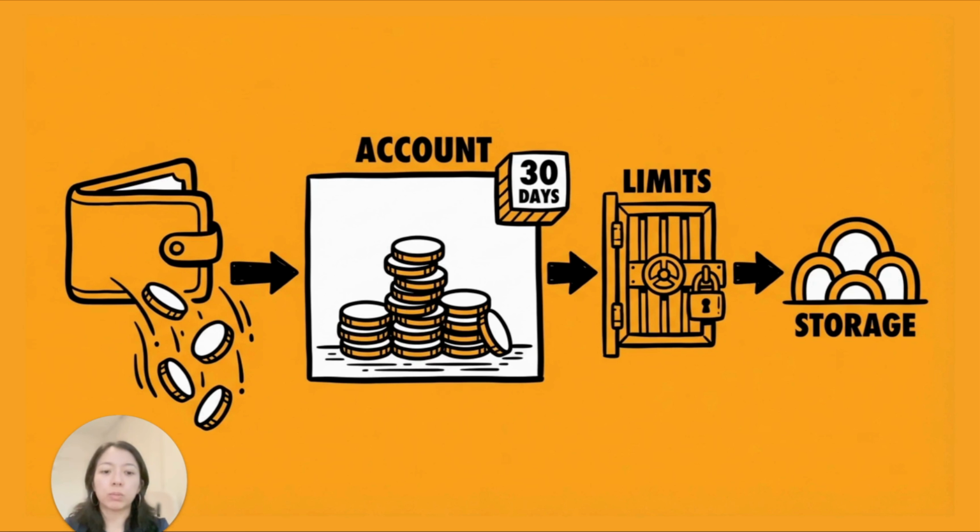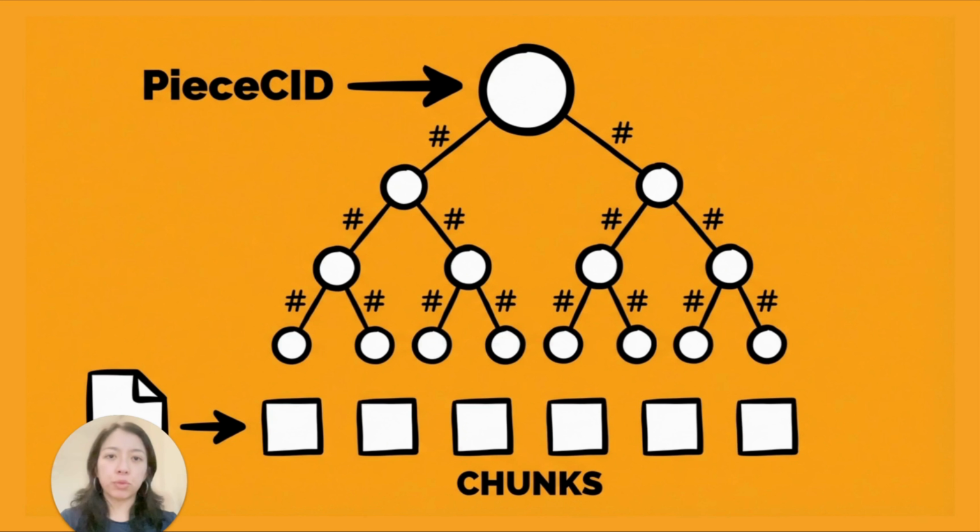Now the upload begins. When you upload a file through the SDK, the data is processed into what Filecoin calls a piece. A piece is a standardized unit of storage. As part of this process, the data is hashed into a Merkle tree. The root of that tree becomes the PCID, the cryptographic identifier to the data. Any change to the data produces a different PCID. That identifier defines exactly what is being stored.